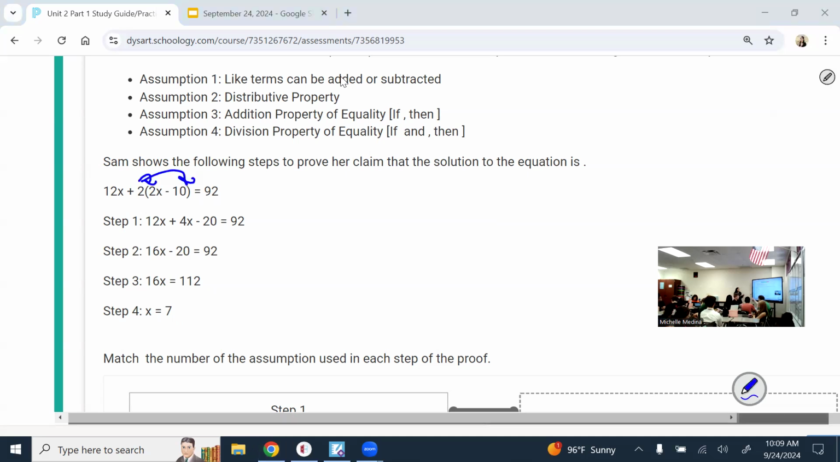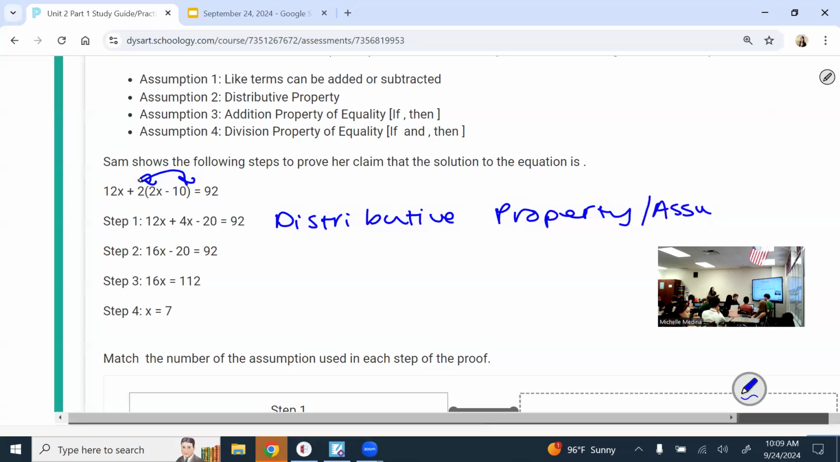So they did the distributive property in step 1. That's what makes the parentheses go away. That's why it became 4x minus 20, because when you distribute, you take the outside number and multiply it by both of the inside terms, and they did that correctly. So that goes with assumption 2, the way that they labeled it.